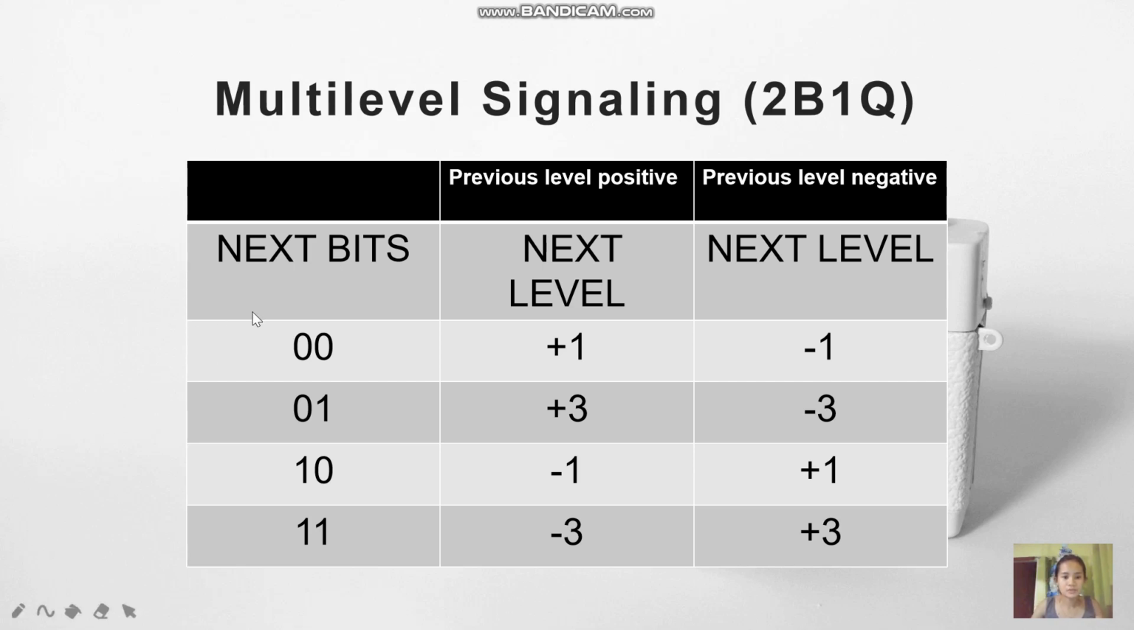So anyway, the next bits will be used as 0, 0, 1, 0, 0, 0, 1, 1, 0, and 1, 1. And then the next level for the positive and negative, with a positive 1, negative 1, and so on and so forth. So we'll just need to follow.